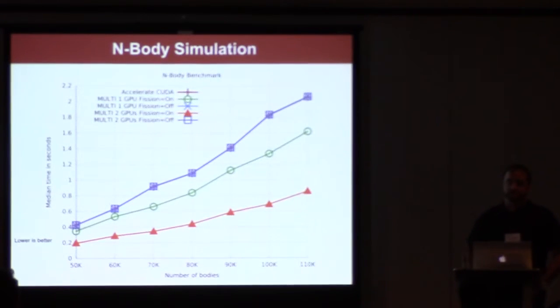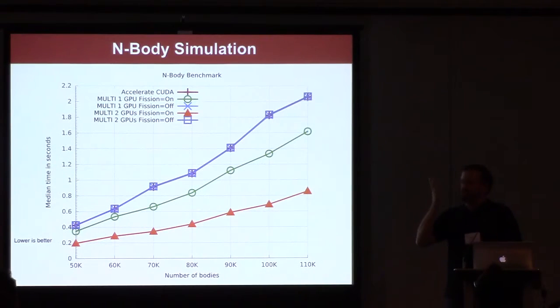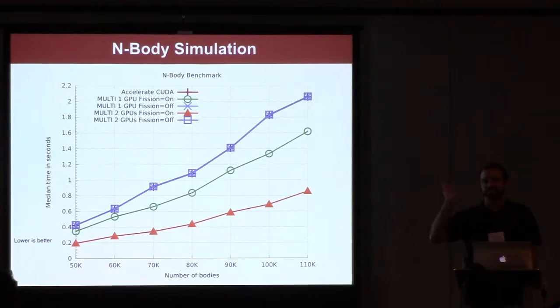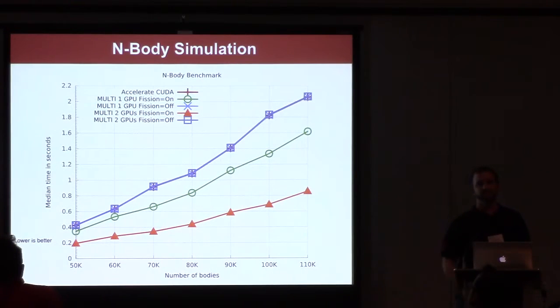The top curve there is just plain old Accelerate, and then we also have 2 GPUs with fissioning off. If you're using 2 GPUs and not fissioning, of course it's not really going to change your performance. And then we have 2 GPUs with fissioning on, which is the orange line at the bottom, and that shows us getting about a 2x performance increase, so that's good, that's what you would expect.